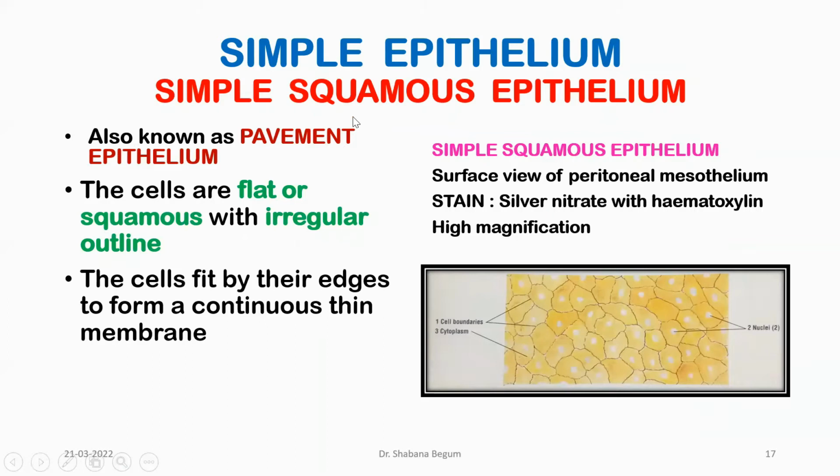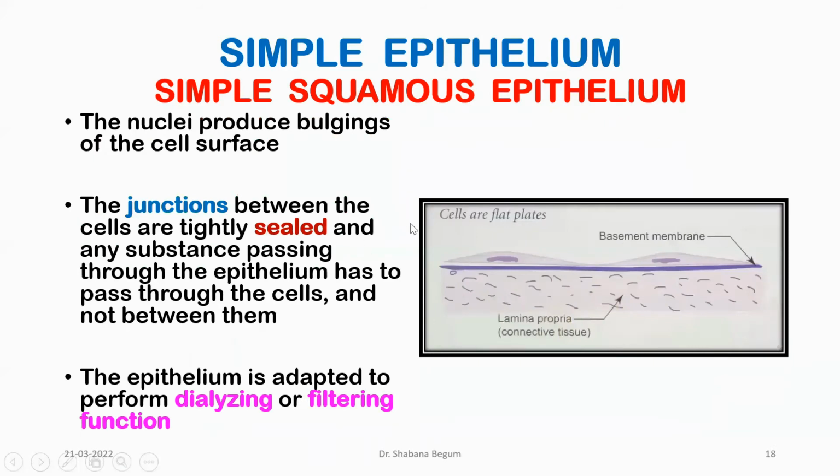Simple squamous epithelium is also known as the pavement epithelium. These cells are flat and they have irregular outlines, just like a puzzle. The edges of the cells fit into each other and form a thin layer. Now, if we see a vertical section through the cells, we will find that the cells are very much flattened.